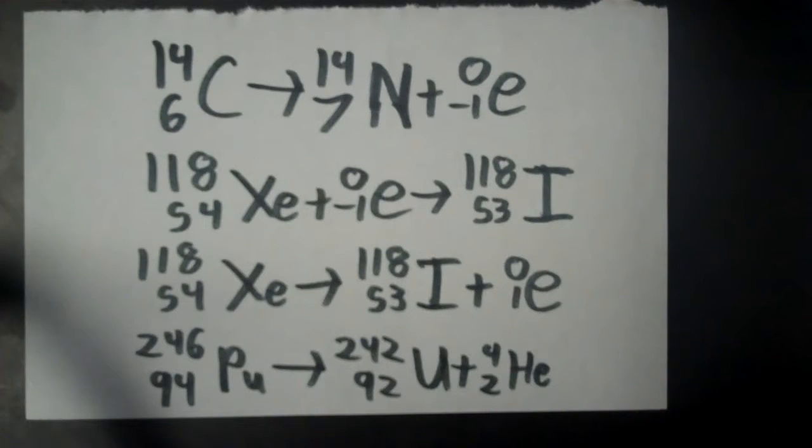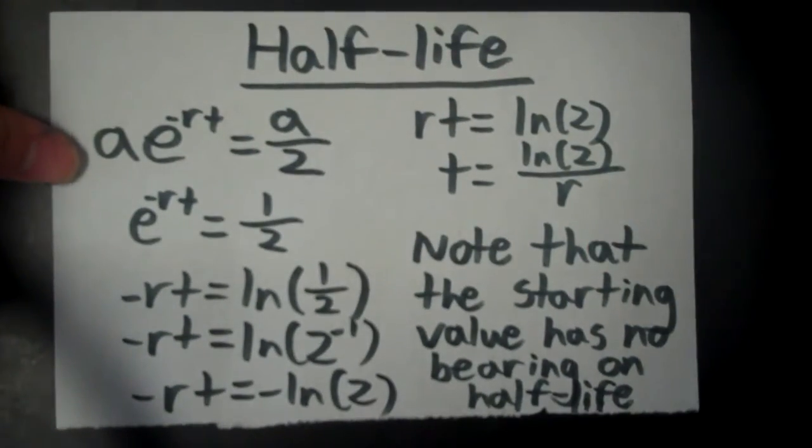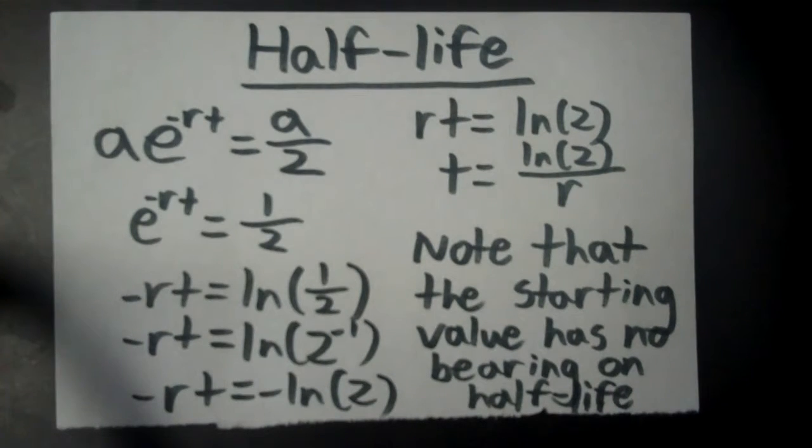A final question you will need to be asked when you study nuclear radiation revolves around half-life. Half-life is the amount of time it takes a sample of a radioactive substance to decay so that only half of the substance is radioactive of that given isotope.